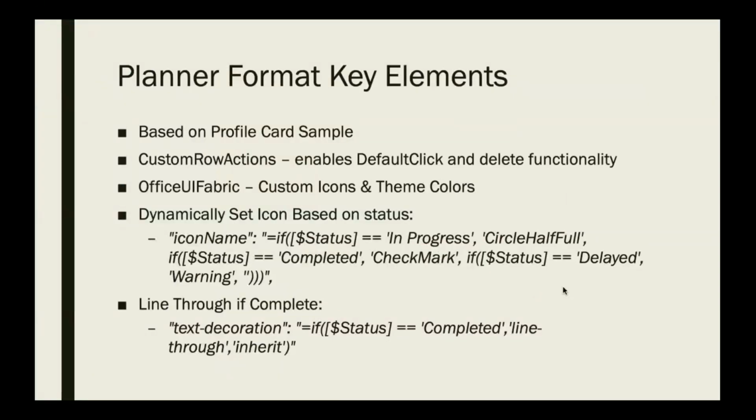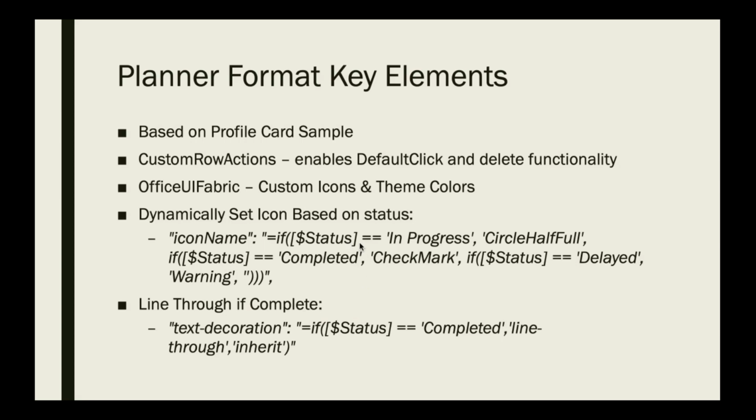Some tips here on exactly some key elements of what this is doing. This is actually based on another sample already in the GitHub, the profile card sample. I just took that and customized it to my needs to make it look more like Planner. Some features of the view formatting that I'm using: the custom row action, which enables you to do things like the default click and the delete functionality that you saw. I'm using the Office UI Fabric to get the custom icons and theme colors. From a code perspective, from the JSON, I'm dynamically setting those icons. You might have noticed that based on status, different icons were showing. This is how you can do that within the view formatting with a simple if statement.